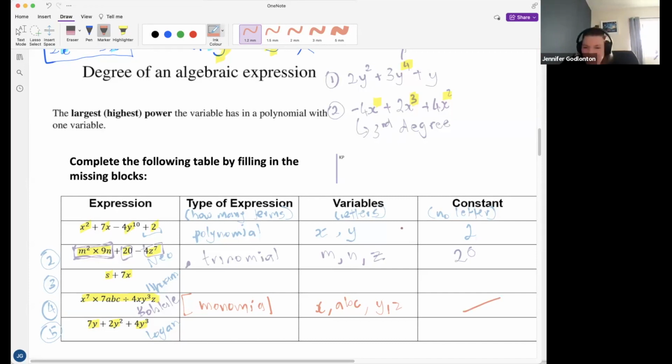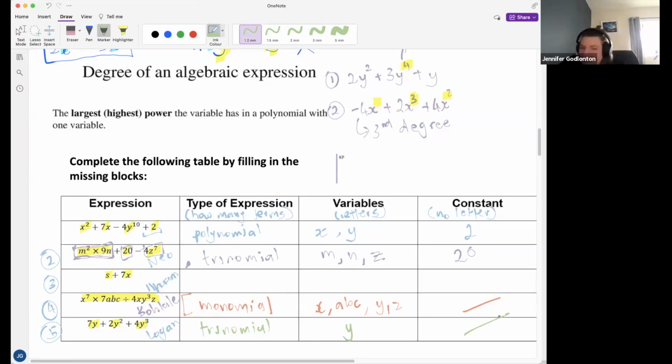Okay, let's jump into Logan for question 5. Logan, can you help us out with question 5? Good. It is a trinomial, 100%. Okay, what are our variables? Y, beautiful. And what is our constant? None. Beautiful again. Perfect.